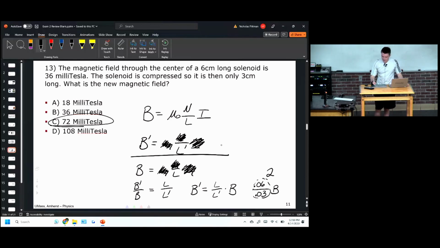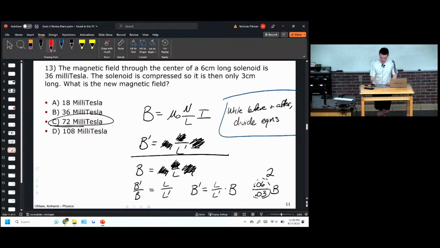This strategy of writing the equation before and after, and then dividing the two equations, is extremely, extremely useful. We're going to use it a lot in thermodynamics where we talk about compressing a gas, so you're only changing its volume, and things like that. So I'll put this in a nice colored box. And you use this in the next problem too.